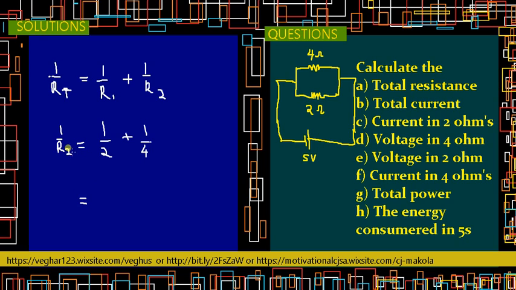This is R total. So we cross multiply: we have 2 plus 4, like this, 4 plus 2, and then you multiply 2 times 4, which is 8. And then we have 1 over R2, and then we add this one on the top, you have something like 6 over 8.